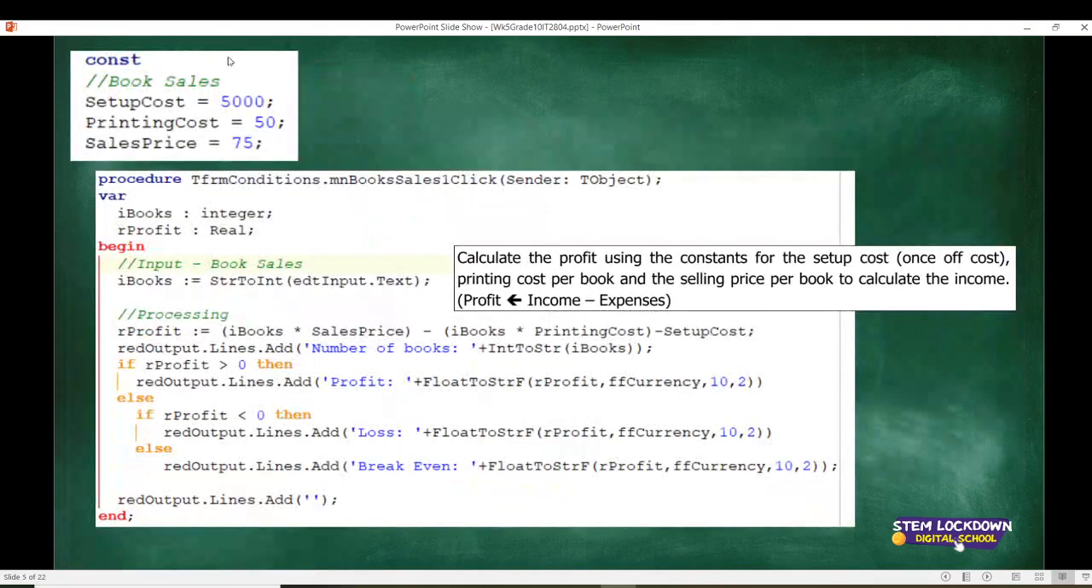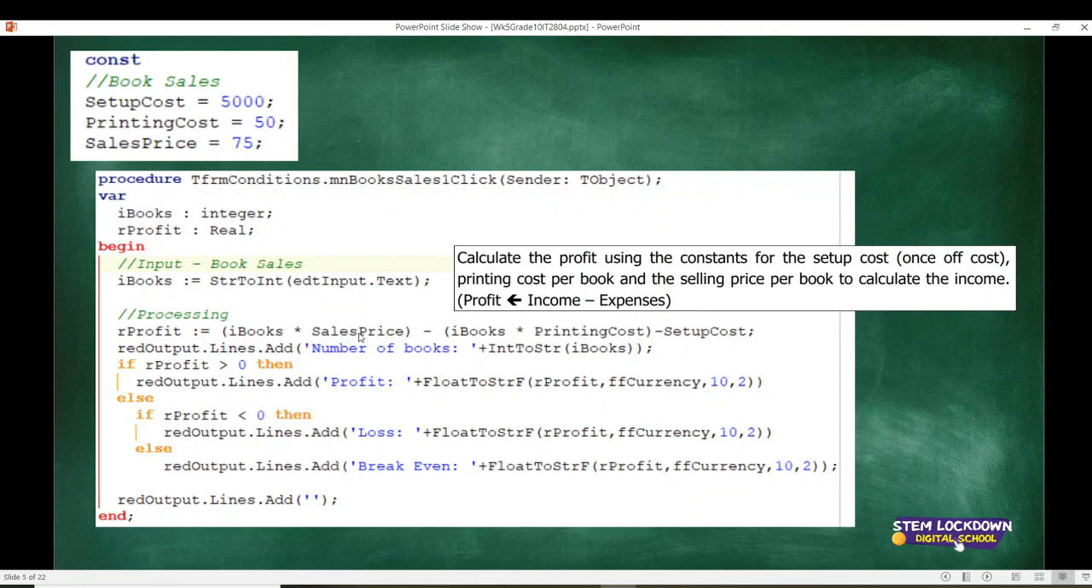So first of all, remember that these constants were already declared up at the top of the unit for you. Setup cost of 5000, a printing cost of 50, and a sales price of 75. So again, I put this here just to remind you of what you needed to do. So first of all was the input, where the user input the number of books that were sold.